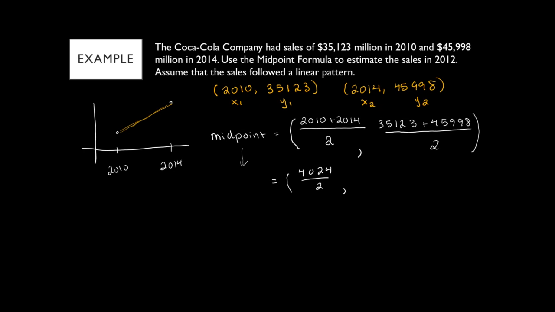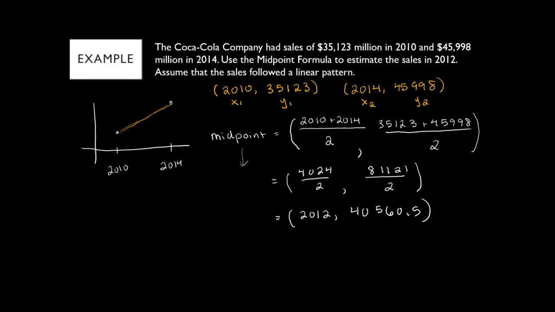So I'm going to do my addition on the numerators first before I do the division. And then I will do my division. So I get 2012 and then 4560.5. So we've just found the midpoint by using the midpoint formula.